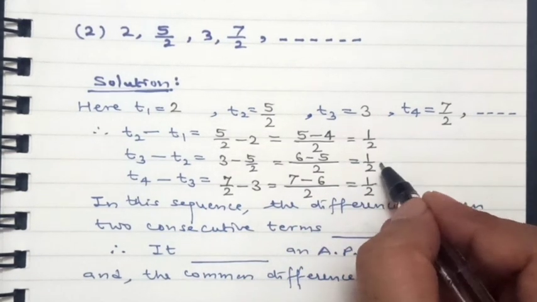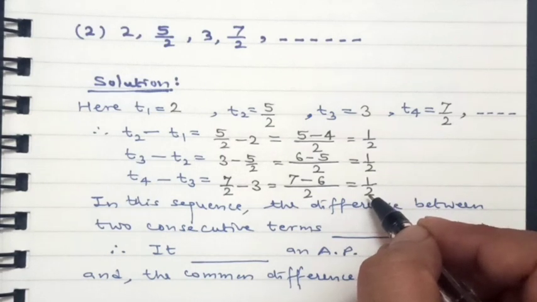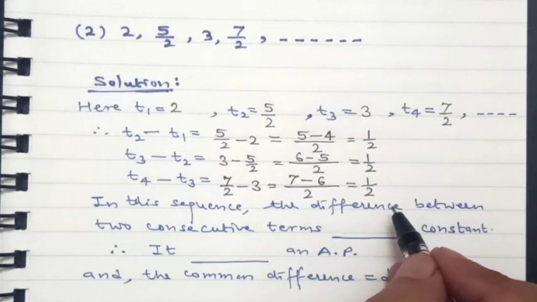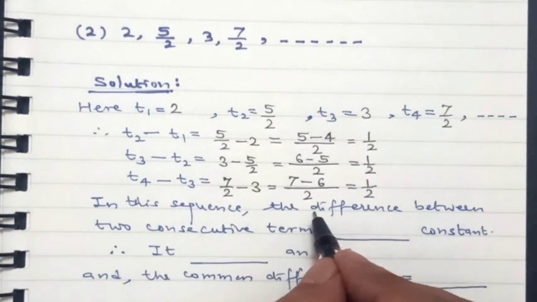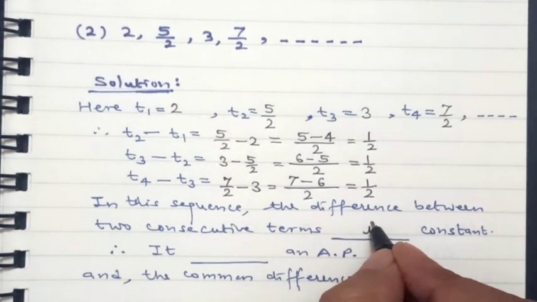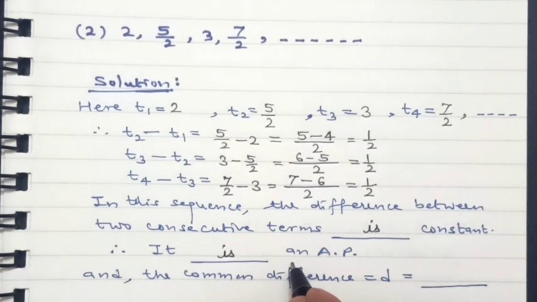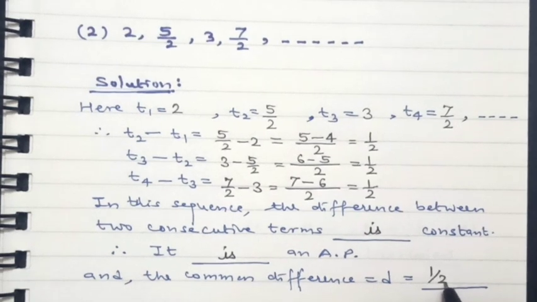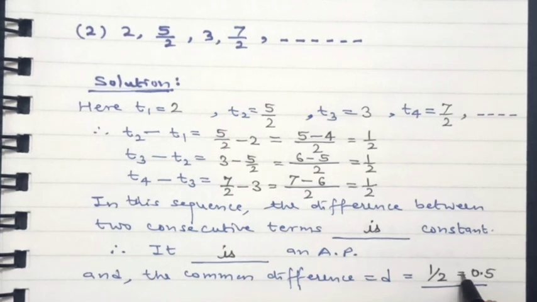So 1 upon 2, 1 upon 2, 1 upon 2. Everywhere you are getting 1 upon 2. So the common difference is 1 upon 2, and the difference between two consecutive terms is the same. So write: in this sequence, the difference between two consecutive terms is constant. Therefore, it is an AP, and therefore the common difference is 1 upon 2. You can write this as 0.5 also.